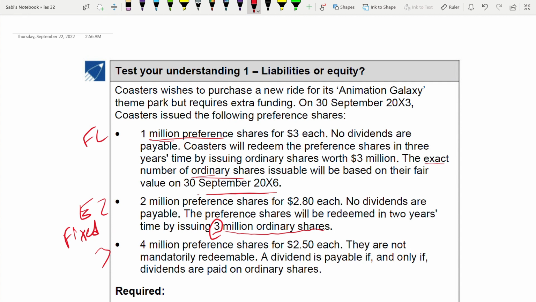You are going to settle it with your own equity instruments, that is, a fixed number of equity instruments. So this should be classified as equity, right?